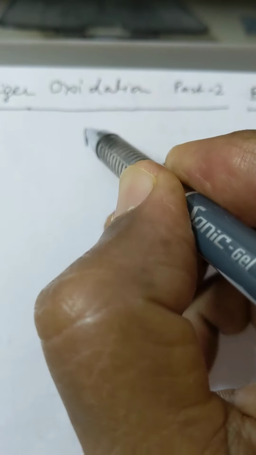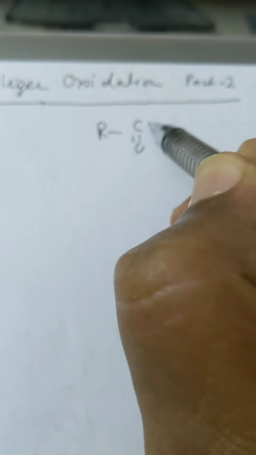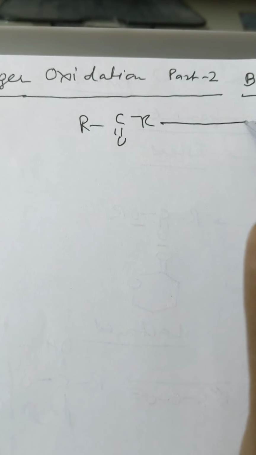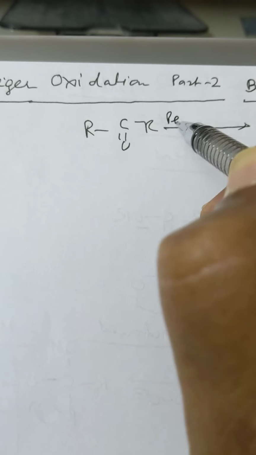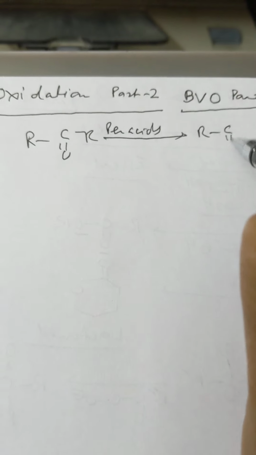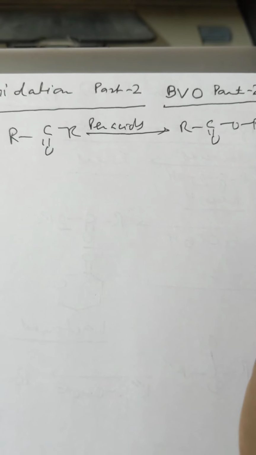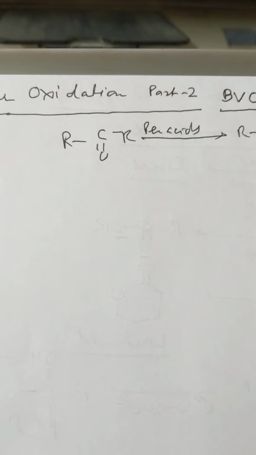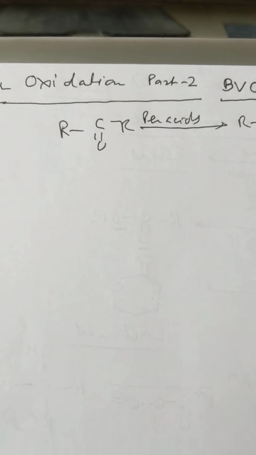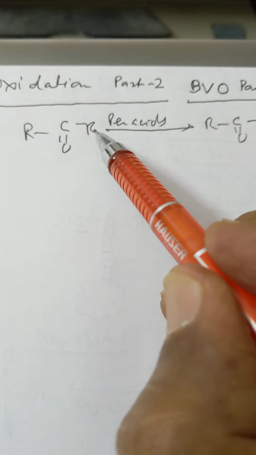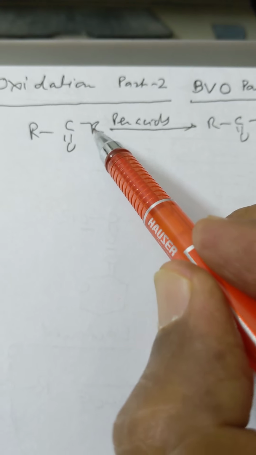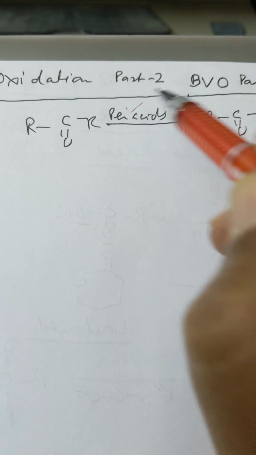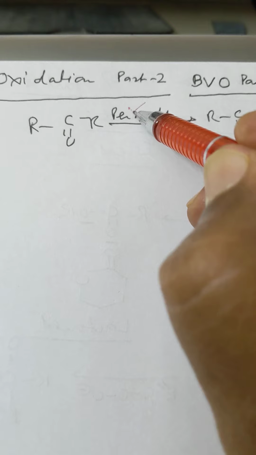In these reactions, ketones, by the use of peracids, are converted into ester. That is, you have to introduce one oxygen between the carbonyl group and the alkyl group, and that oxygen comes from the peracid.